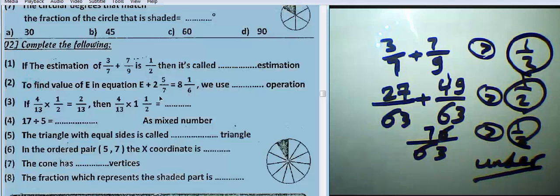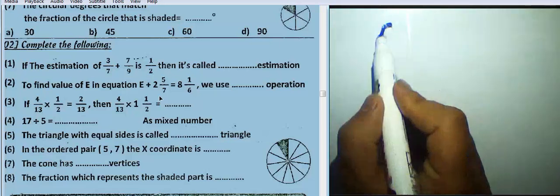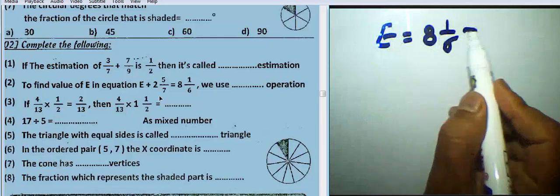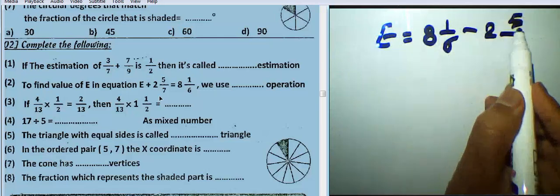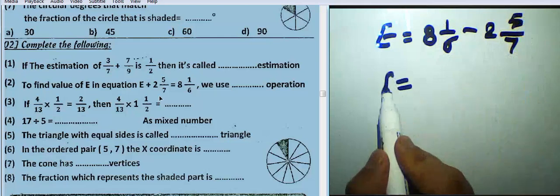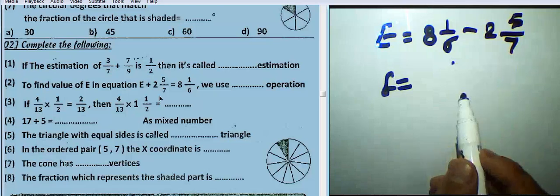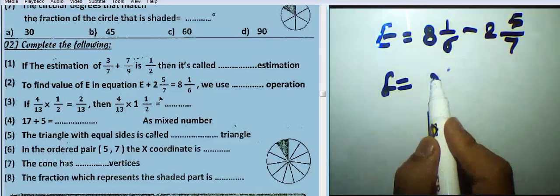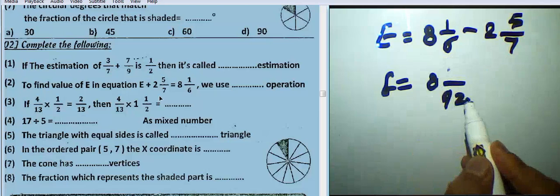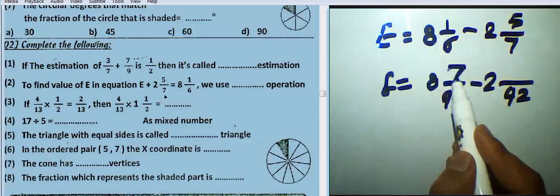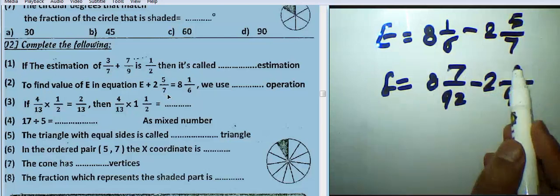To find the value of the equation a plus 2 over 7 equals 8 and 1 over 6, we use subtraction of fractions. We can use subtraction. Okay, we can solve it here. 8 and 1 over 6 subtract 2 and 5 over 7. We can write the least common multiple between 7 and 6. 6 times 7 equals 42. 7 times 1 equals 7. And 6 times 5 equals 30.